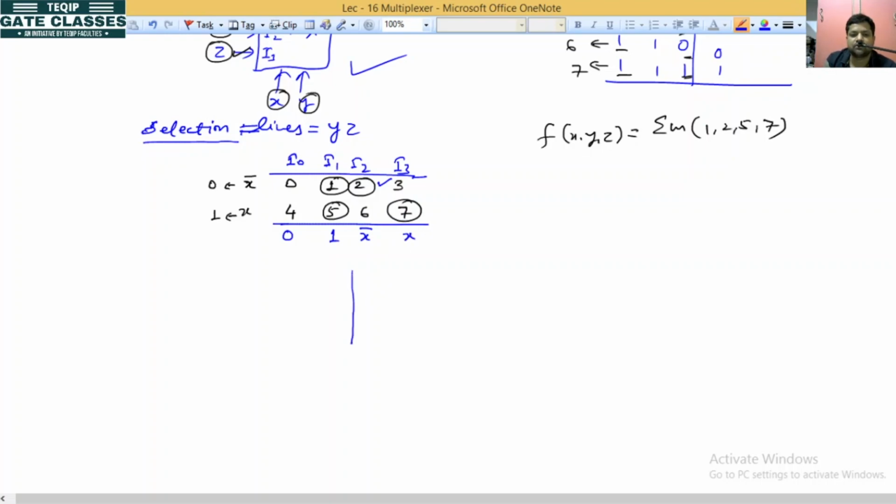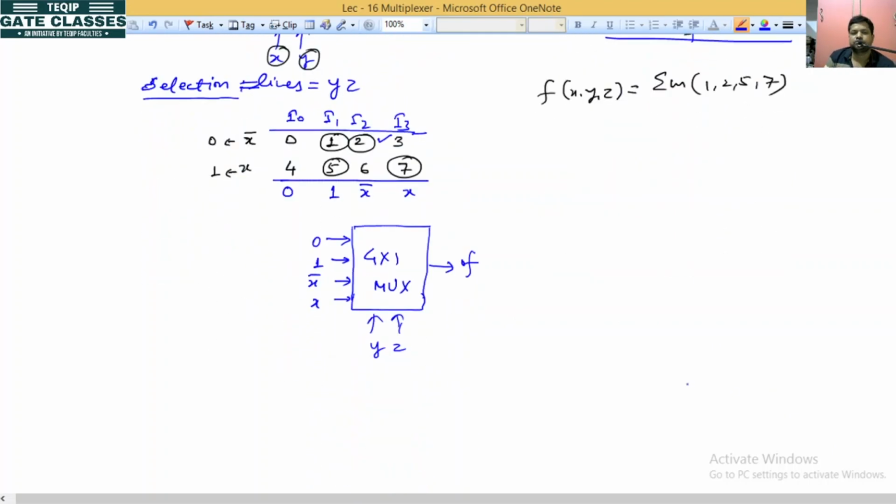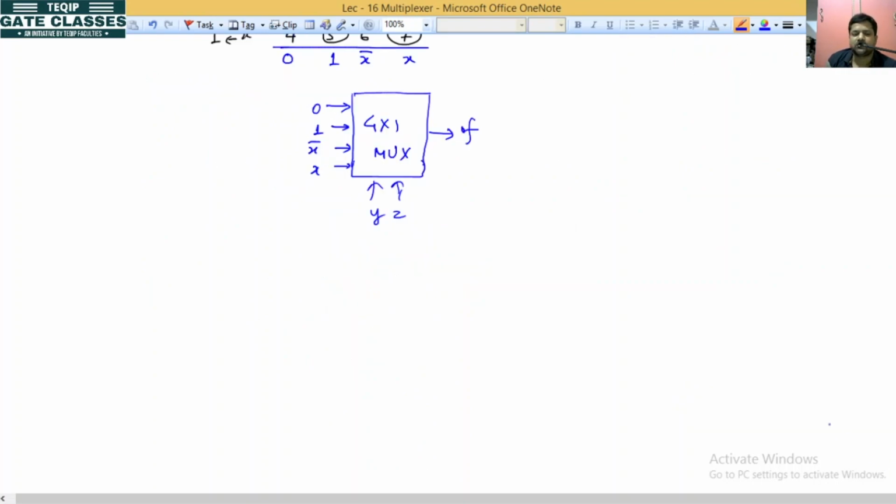So if you have yz as the selection line in a 4x1 mux, then the data inputs will be 0, 1, x bar, x, and the output we have only one, that is f. Okay na, here we have f as the output. One more method is there to implement it.